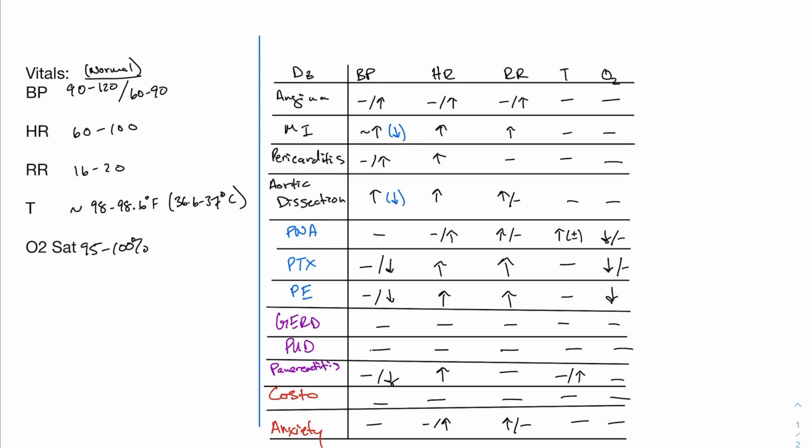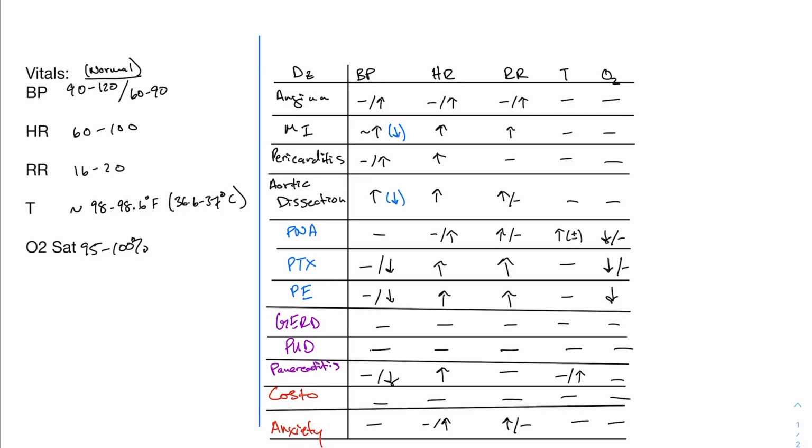Now the oxygen saturation, if it's not too bad, if it's that early stage of pneumonia, a lot of times it's going to be normal. But when they come into the hospital, and we're going to admit them, I usually see the O2 sat on the lower side.